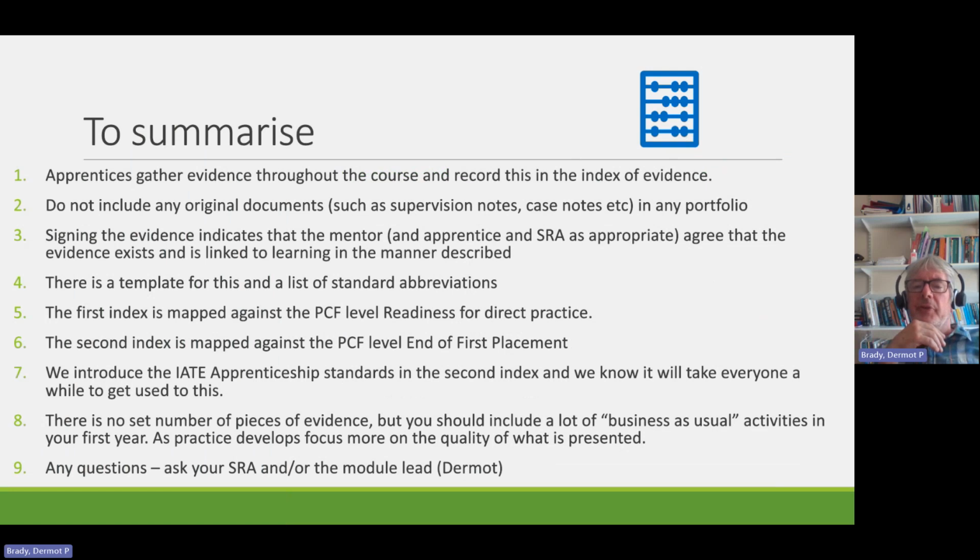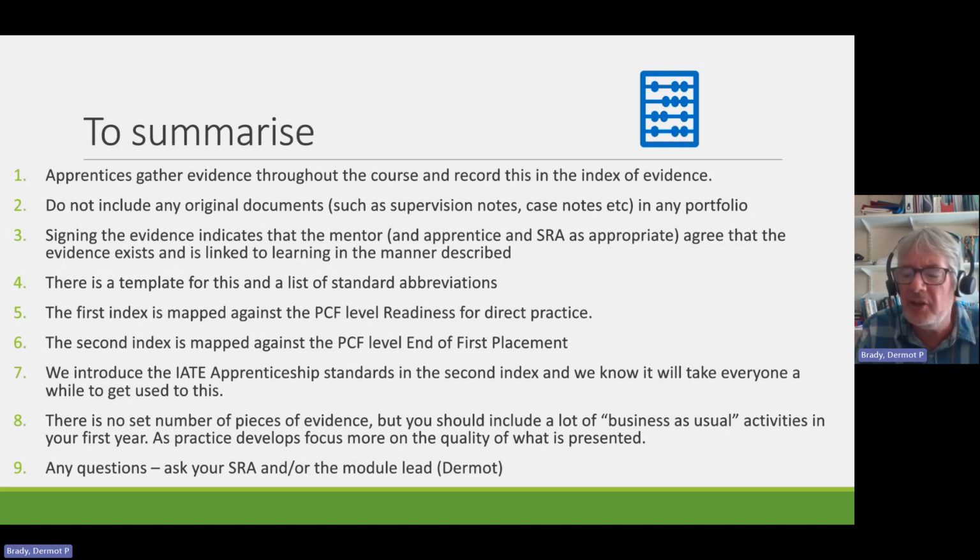Summary: apprentices gather evidence throughout the course and record this in the index. No original documents. I don't want to see original documents pasted into the index or in portfolios or submissions of any description. We just don't do that. Signing indicates that the evidence exists, linked to learning. There's a template and abbreviations, you first index against the PCF, and then we start developing our work on the IAT. You'll get to know them a little bit better.